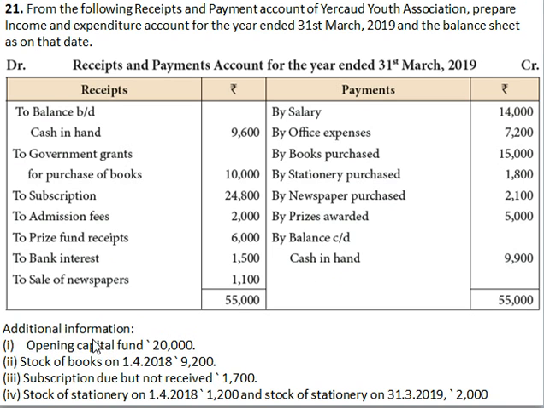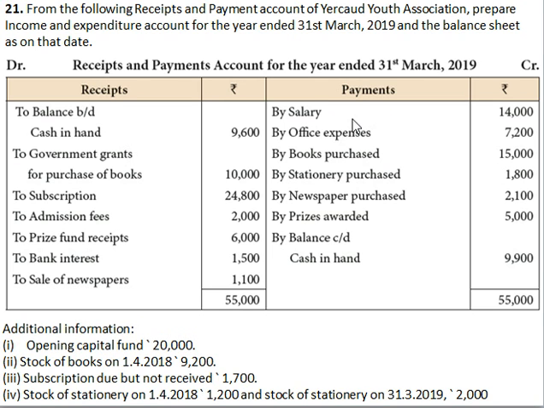And they had also given some additional information, which are opening capital fund of rupees 20,000, stock of books on 1st April 2018 is rupees 9,200. Subscription due but not received is an outstanding subscription and the amount is rupees 1,700. Stock of stationery on 1st April 2018 is rupees 1,200 and stock of stationery on 31st March 2019 is rupees 2,000.